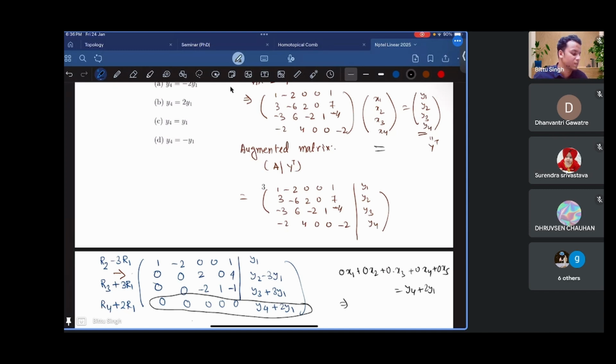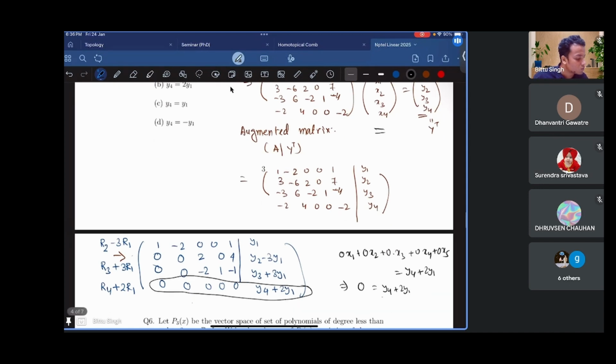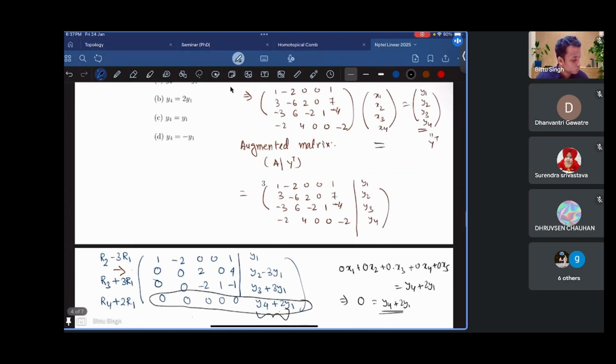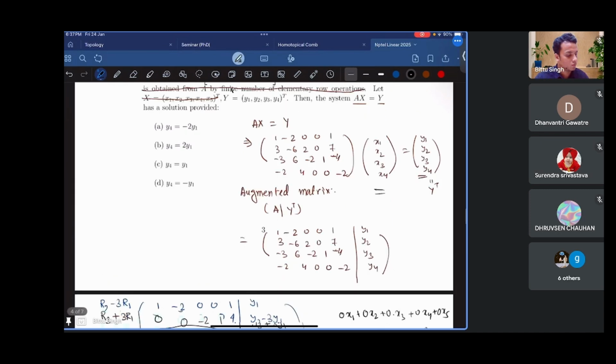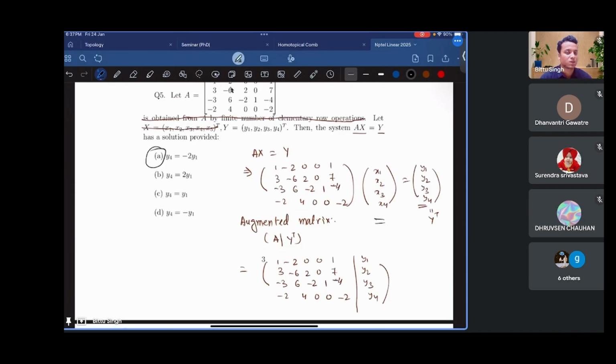But what is the meaning of this? This is the same as 0 equal to y4 plus 2y1. So if y4 plus 2y1 is some non-zero element, then this equation has no meaning, because we cannot say 0 equal to 1. This is not true, right? Therefore, this element y4 plus 2y1 must be 0. Otherwise, there is no solution. So what is the possible answer? This should be 0. This is equivalent to saying y4 equal to minus 2 times y1. Therefore, this should be the right answer. Y4 is equal to minus 2 times y1.